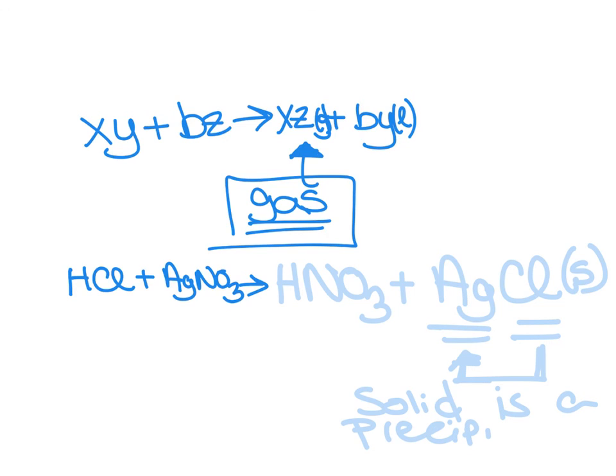Or if you're taking a regents exam and you notice that you see a solid in a double switched out reaction, then the formation of a solid automatically tells you that it is a double replacement reaction and it has indeed gone to completion.